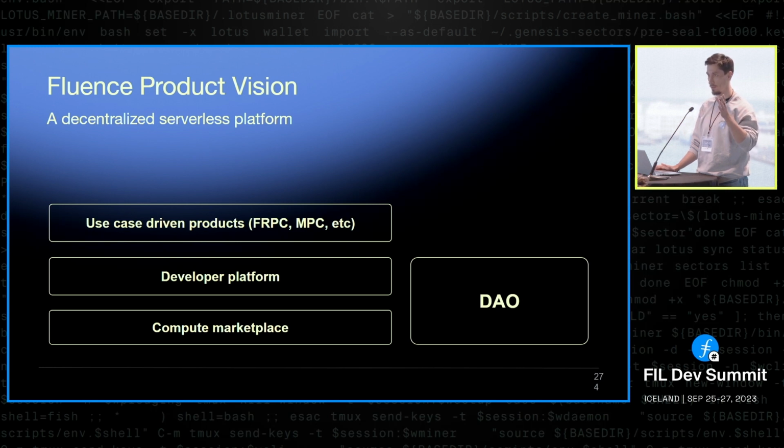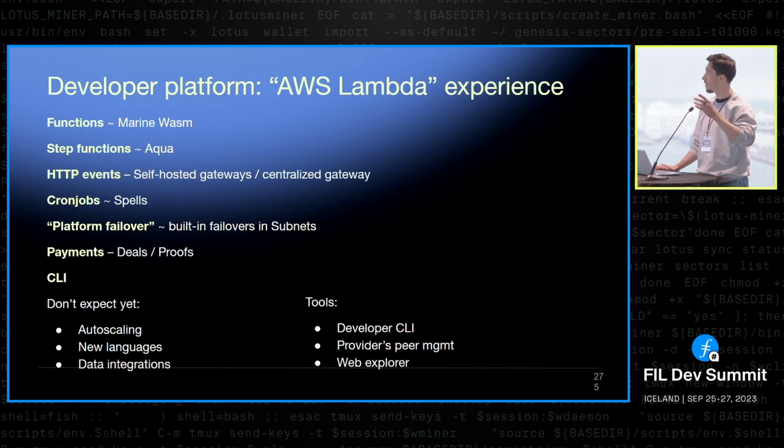It consists of several things. It's a developer platform and compute marketplace, and it tries to reflect the FaaS developer experience. So in FaaS you have functions, step functions, events, cron jobs, all of this, and we have some sort of analogy to all of it.